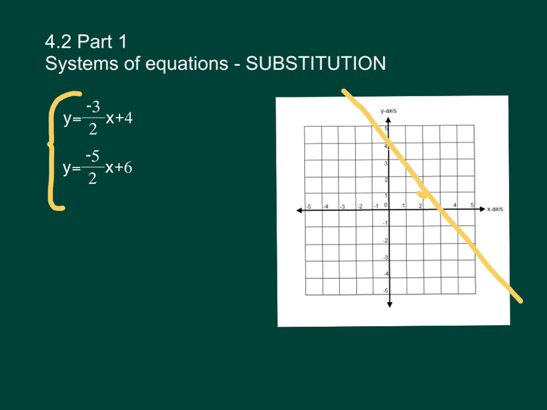For the second line, we're going to do the same thing. We're going to make it plus 6 up here, so we'll assume that our scale continues. We'll go down 5 and over 2, and we will draw that line. What we're looking for here is where the two lines intersect, and I'm hoping you can see that in this particular case they intersect at the point 2, 1.